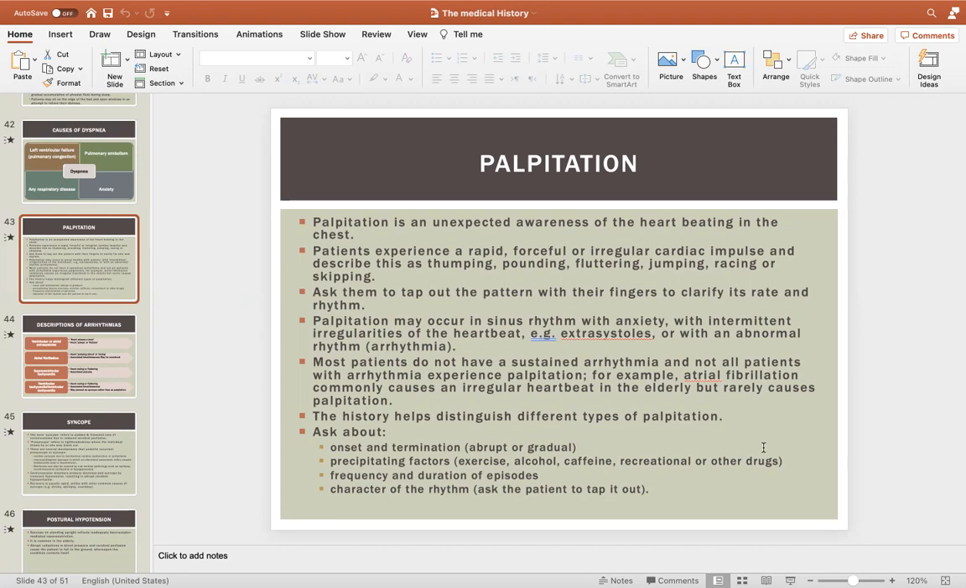Palpitation is not necessarily just due to tachycardia. There is a difference. Sometimes the patient might have a normal heart rate, or even a low or slow heart rate, and will still have the sensation of palpitation.